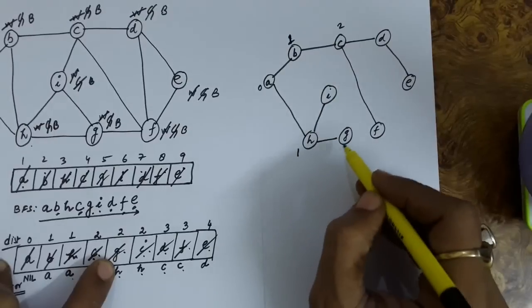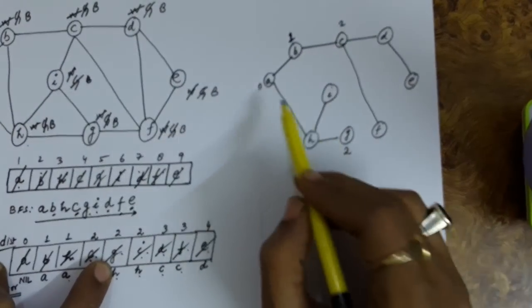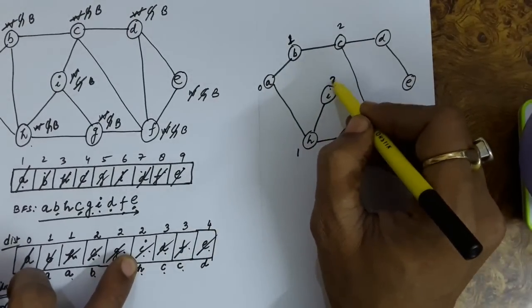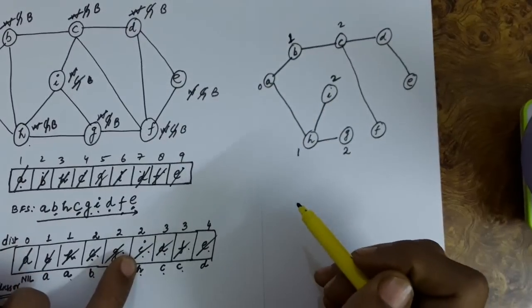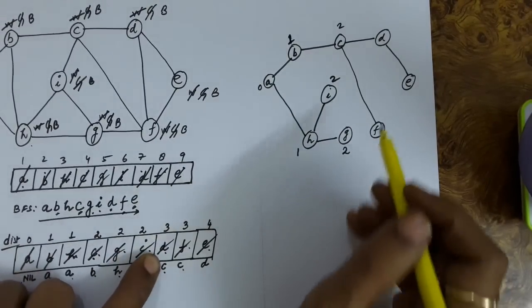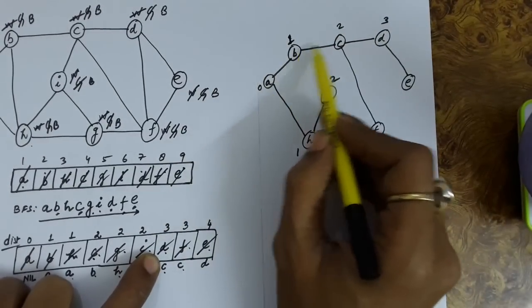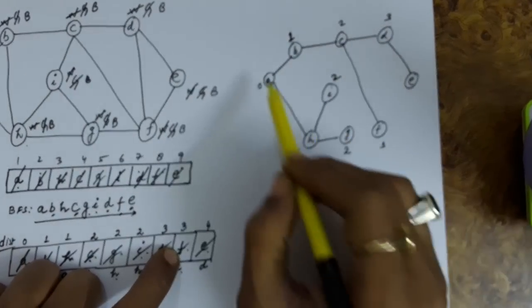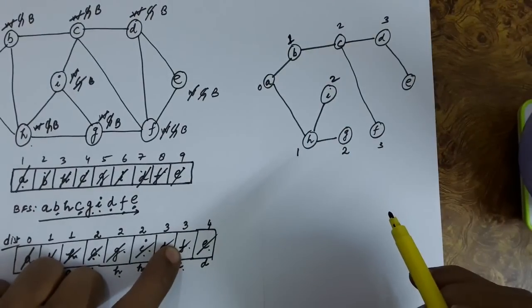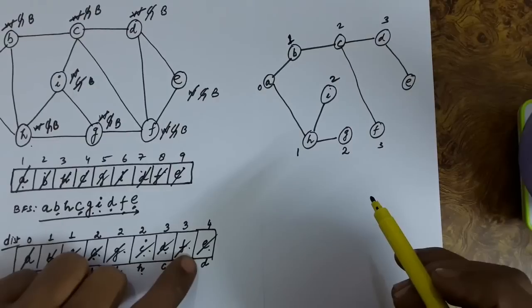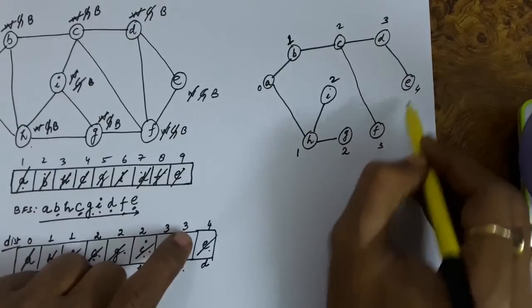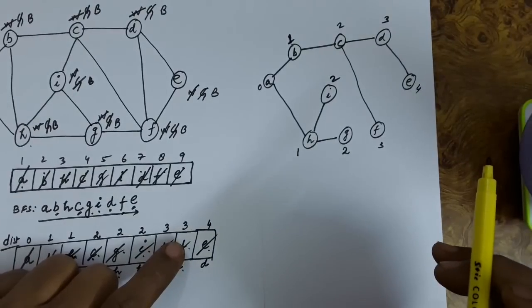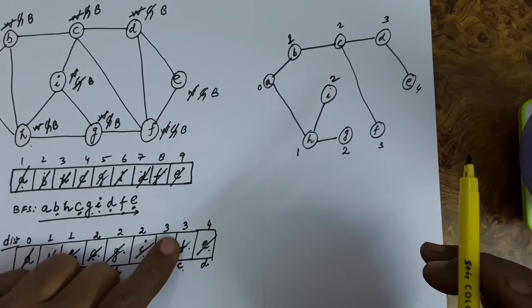Similarly for G it is 2. Why 2? A to H and H to G. For I it is 2. A to H, H to I. 2 edges. For D it is 3. Path is A to B, B to C and C to D. 3 edges are involved. For F it is 3. So A to B, B to C and C to F. 3. E has a distance of 4. So the path is A to B, B to C, C to D and D to E. It has a length 4.